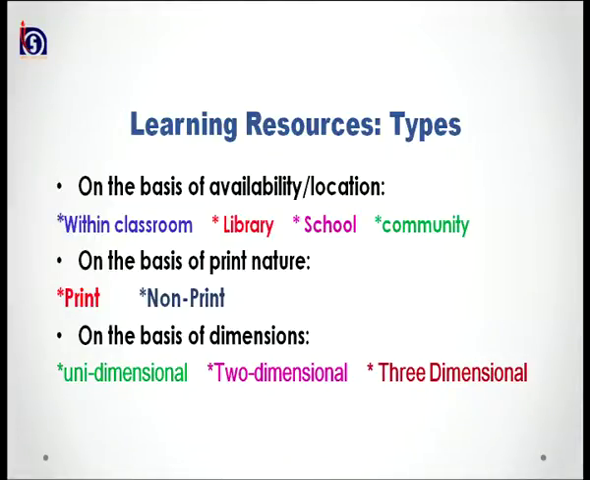Then on the basis of dimension, we can categorize the learning resources into 3 categories. One is unidimensional, such as charts, maps, etc. One is 2-dimensional, such as thermocol sheets and the things which are pasted, or tactile maps. These are 2-dimensional. Then we have 3-dimensional things such as models and other things. So, on the basis of dimension, we have 3 broad categories.